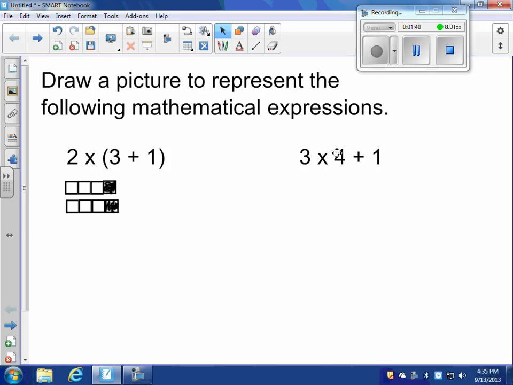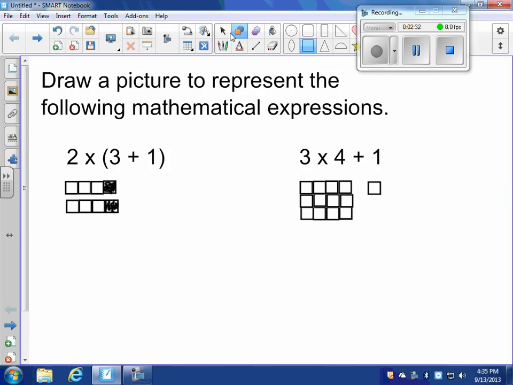For this next one, I'm going to make an array to show this multiplication problem. So remember, an array is like an area model. I'm going to create an area model using these squares. So I'm going to have 4 across. And then I'm going to have 3 rows of 4. So here's my array. And then I'm going to have one more square.